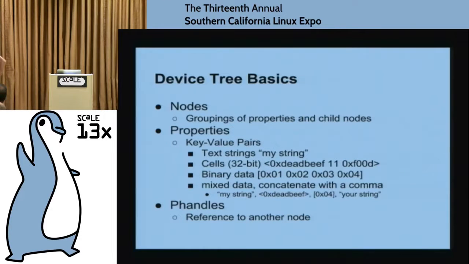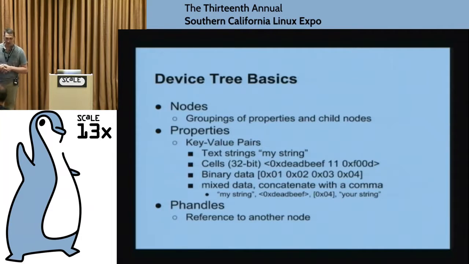And then you can have cells that are 32-bit unsigned integers. And so this is an example of just 3 cells, integers. You can represent them in any common notation. And then you can do binary data, like we see here in brackets. And then you can also mix those up in a property. So you see like a string and then an integer value and then a binary value and then another string.